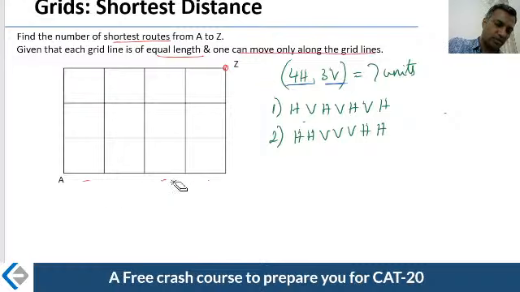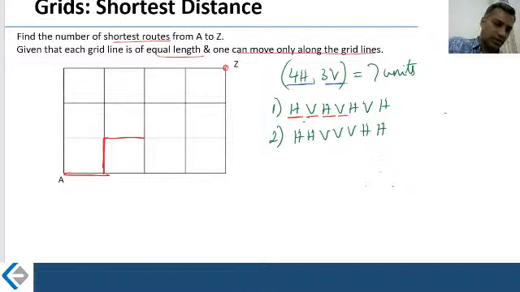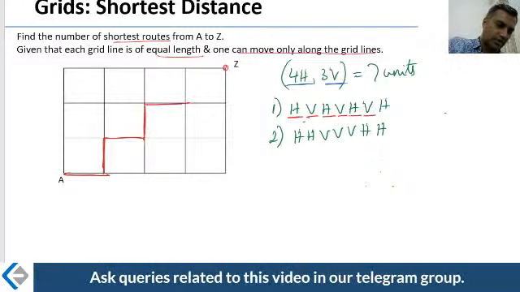Let us trace the first person's path. Horizontal, so he went till here. Vertical, he is here. Another horizontal here, another vertical here, another horizontal here, next vertical here, final horizontal here. The fellow has reached the destination.